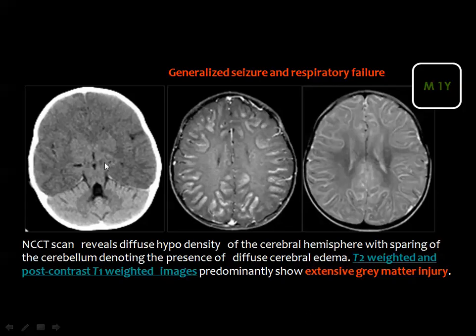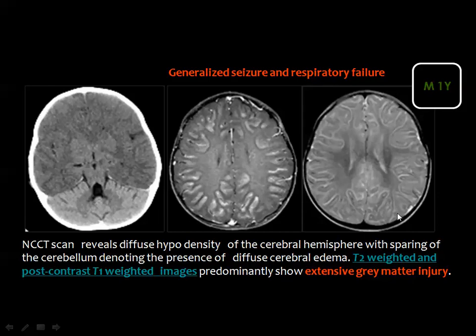And here is the CT scan showing diffuse hypodensity of both cerebral hemispheres with a sparing of the cerebellum and relative sparing of the basal ganglia. An MRI, and this is T2 weighted image, and you can see some brightness in the cortex, but the white matter is more or less appearing good.